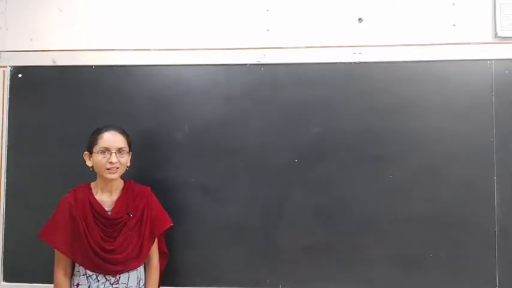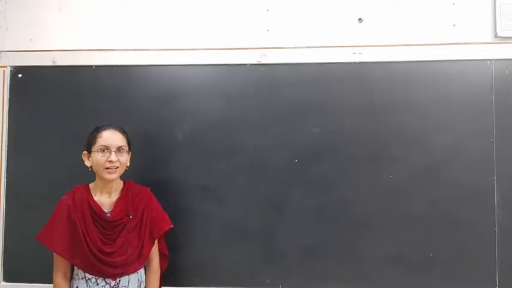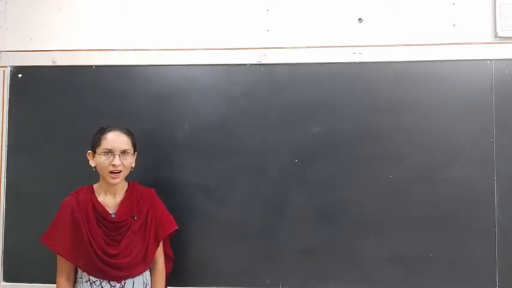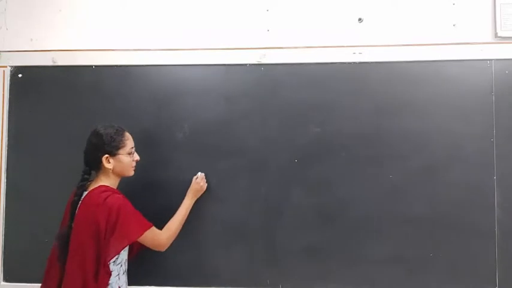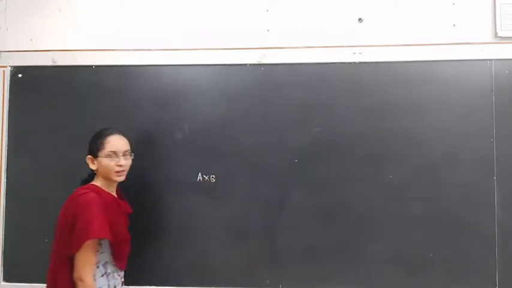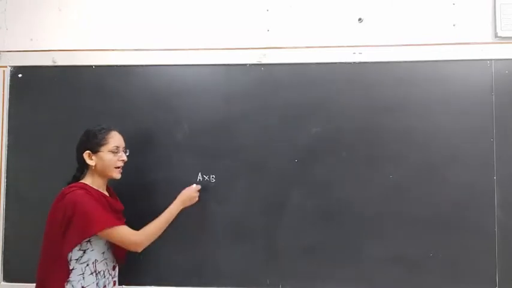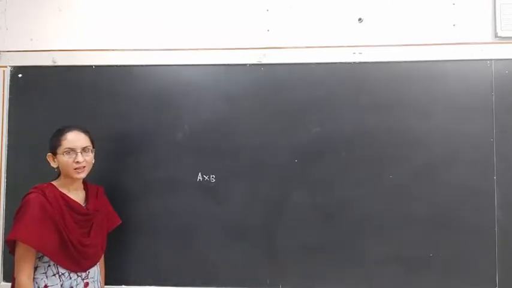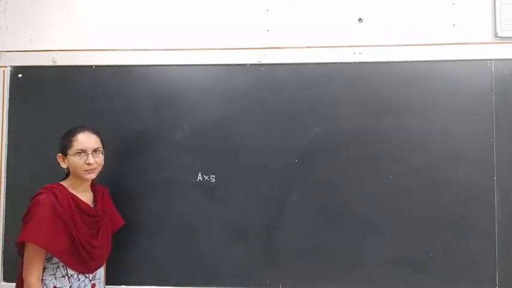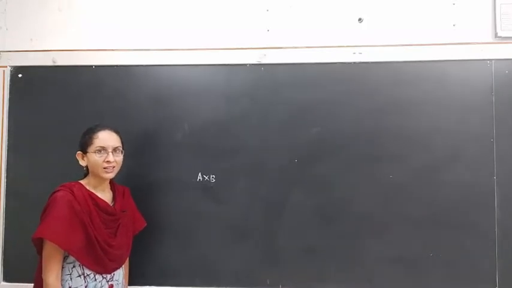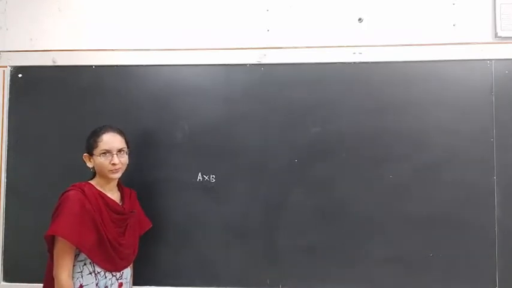In the previous lecture we studied relations and examples on relations. A relation R is a subset of A cross B. Any relation R is a subset of A cross B, when A and B are two non-empty sets. Sometimes A and B are the same, then we say that R is a relation defined on set A.